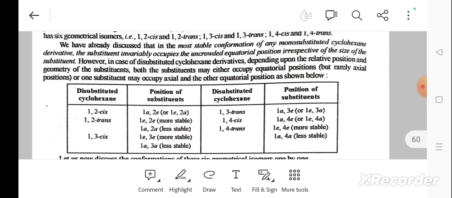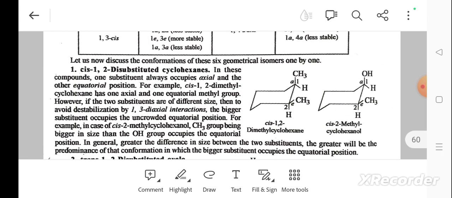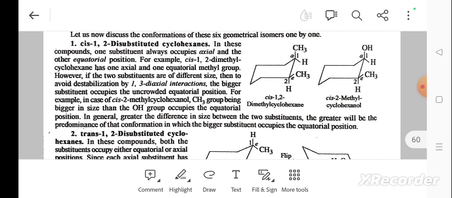One of the substituents may occur axially and the other equatorially, as shown below. Let us now discuss the configuration of six geometrical isomers one by one. First, cis-1,2-disubstituted cyclohexane. In this compound, one substituent always occurs axial and the other equatorial. For example, cis-1,2-dimethylcyclohexane has one axial and one equatorial methyl group.